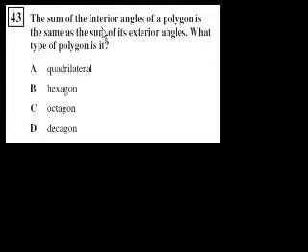Problem 43. Okay. They say the sum of the interior angles of a polygon is the same as the sum of its exterior angles. What type of polygon is it? And this is an interesting question, and it's something to experiment with for yourself. But I want you to draw random polygons with angle measures, because you know what the angles all have to add up to in a polygon. And I think you'll find that no matter what polygon you draw, all of the exterior angles are going to add up to 360 degrees.